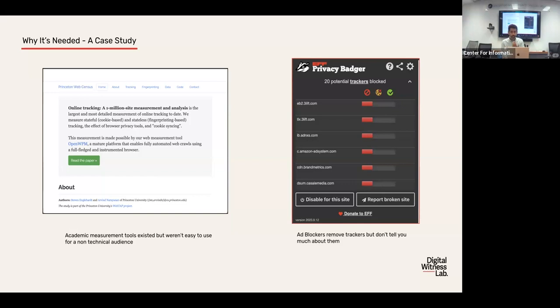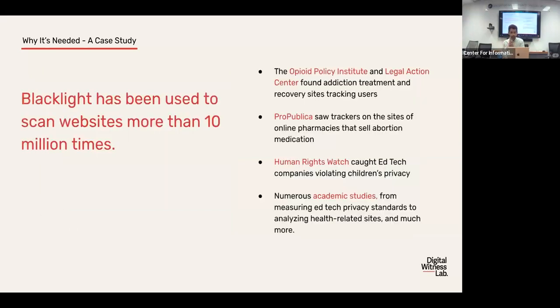That was in, I think, September of 2020. And since then, it's been used a bunch. There have been more than 10 million scans through Blacklight. A bunch of different institutions have used it for their own purposes, the Opioid Institute, ProPublica, Human Rights Watch. And the thing I basically learned was that the point of Blacklight is that it's not perfect. It does not measure everything, but it allows people who are telling this story to add the surveillance economy conversation to whatever thing they care about.